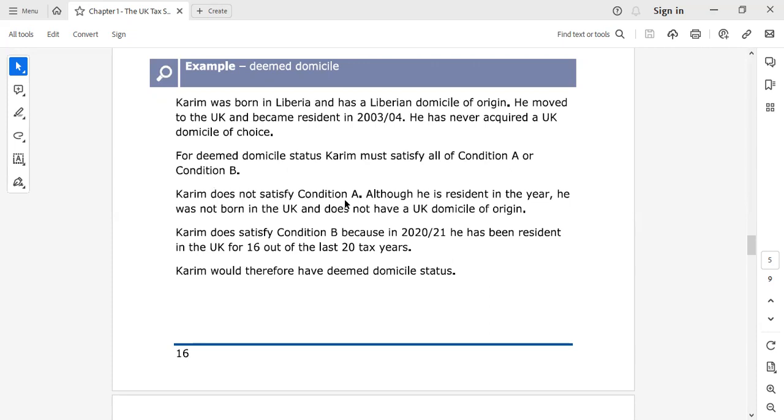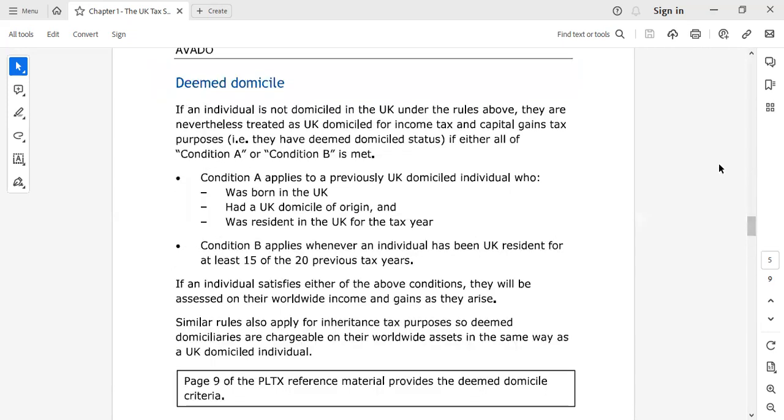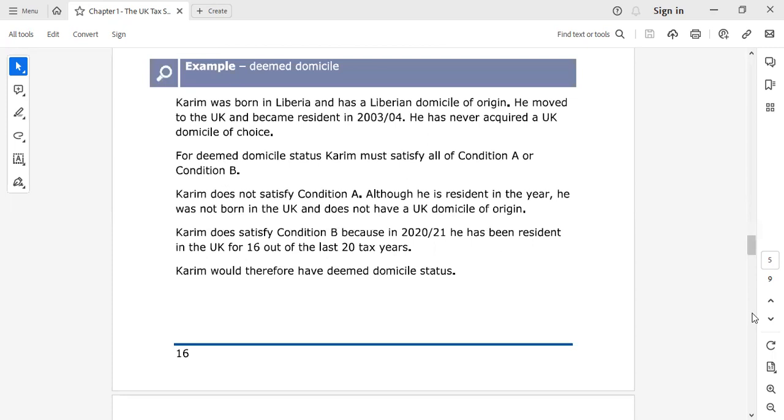Karim does not satisfy condition A. Although he is resident in the year, he was not born in the UK. Because we have studied these three conditions, he should have to be born in the UK, and Karim was not born in the UK. So this condition is not true even if he fulfills the remaining two conditions. So he will not be deemed domiciled under condition A, as he does not have a UK domicile of origin.